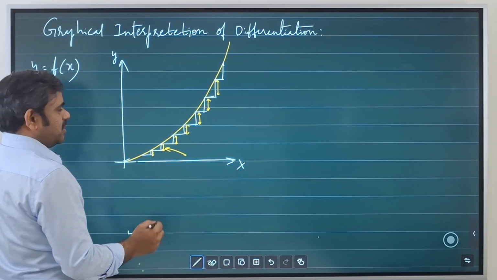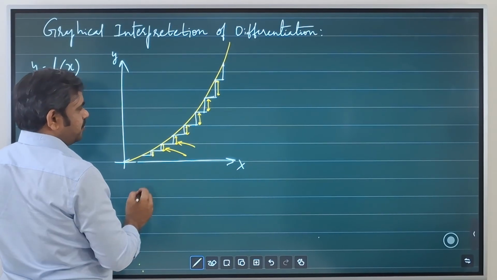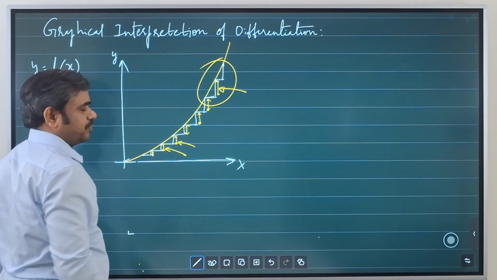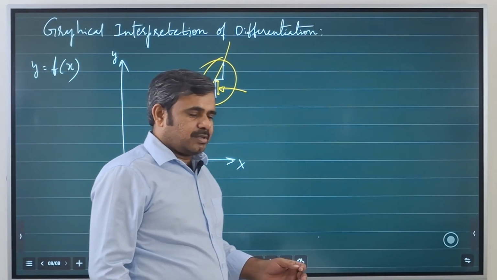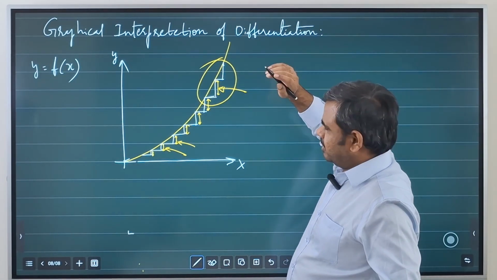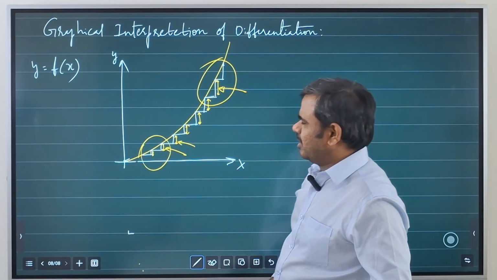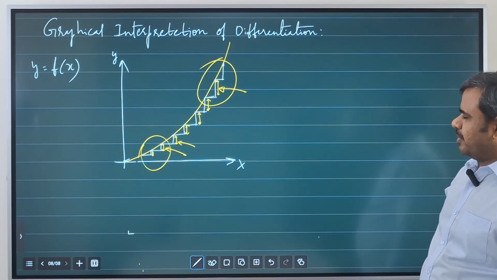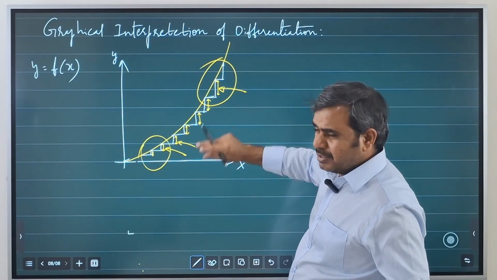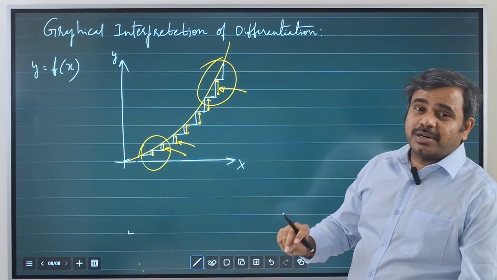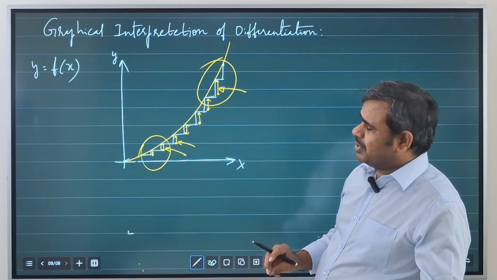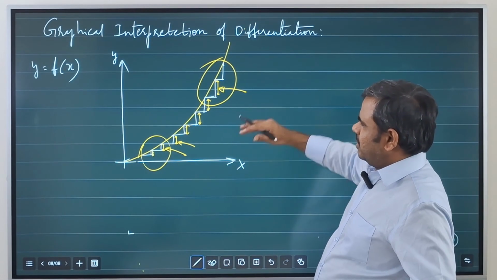So for every step that you take, height is increasing. But look at the increase in the height at larger values of x. At larger values of x, for every step that you take, the increase in height is more than the increase in height at the lower values of x. It means as you are taking the steps, your height is increasing, but the rate at which your height is increasing is also increasing.